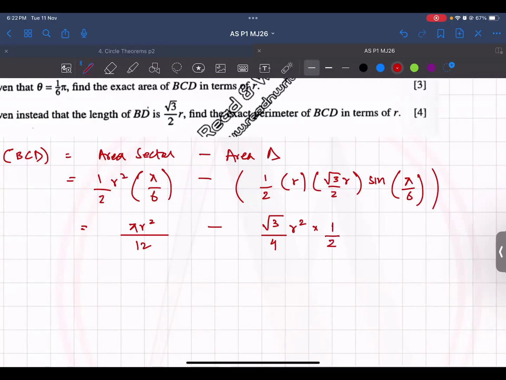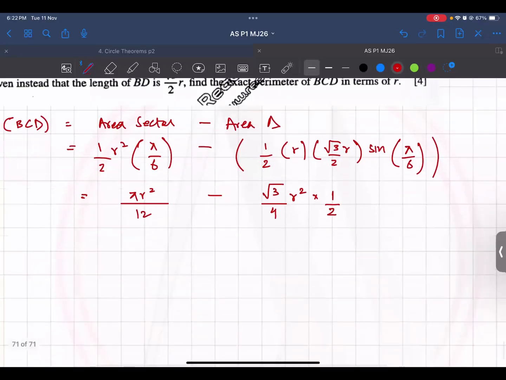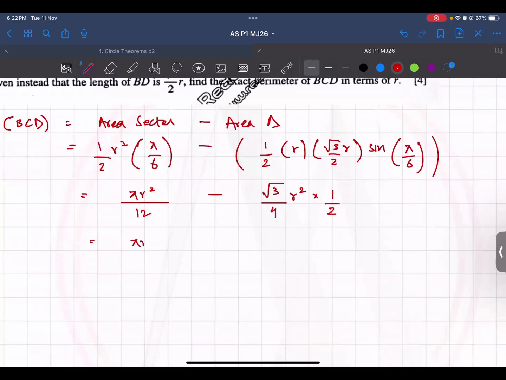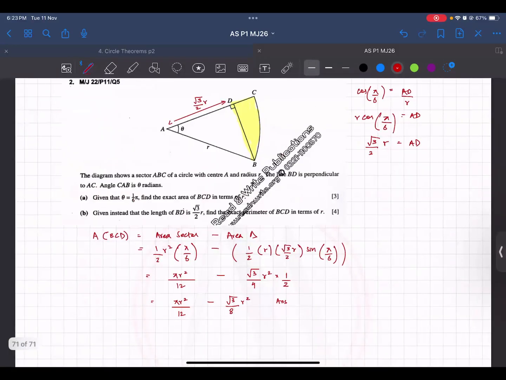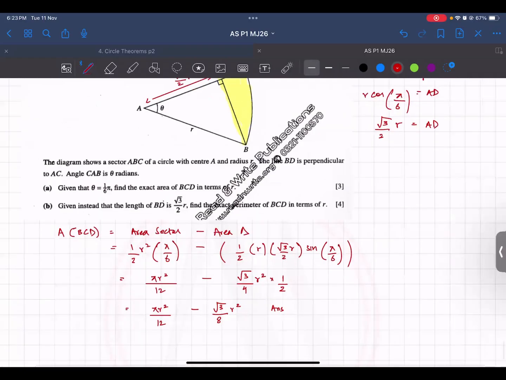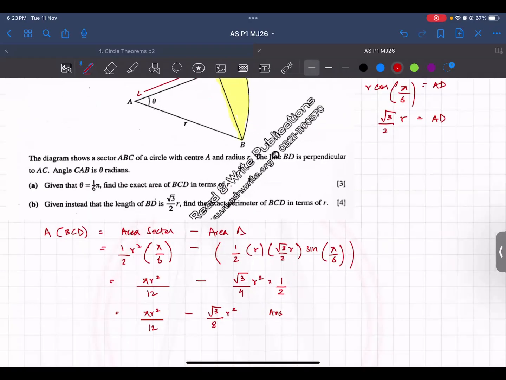Sine pi by 6 is 1 upon 2. And then 5 pi r square upon 12 minus root 3 by 8 r square. This is your answer, the area of the shaded region, the area of BCD in terms of R. You can take R common as well, okay? You can give it like this, or if you want to take R common, that's also okay.